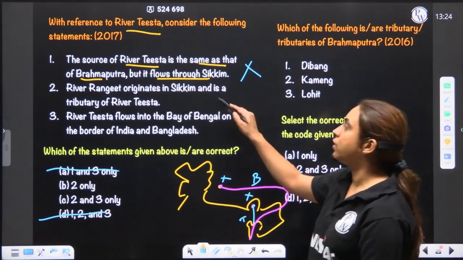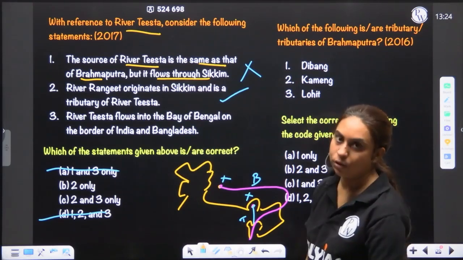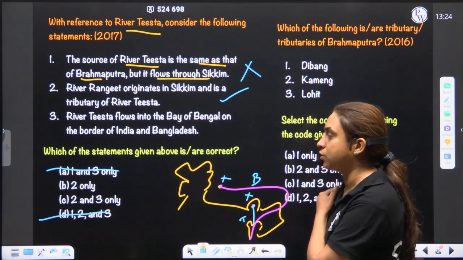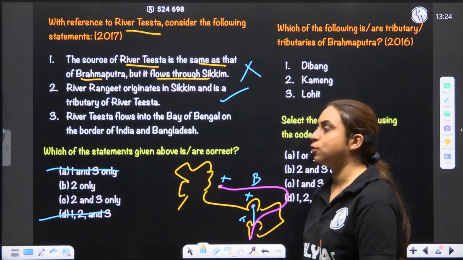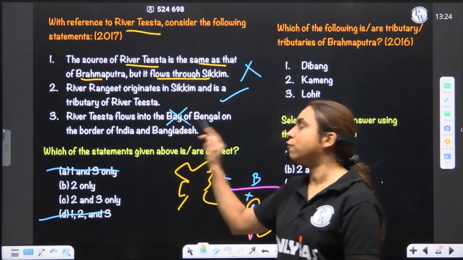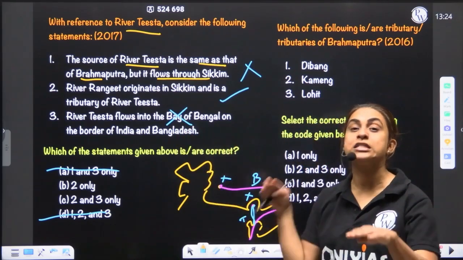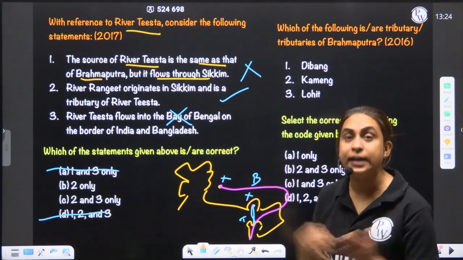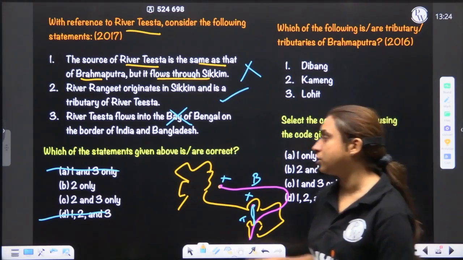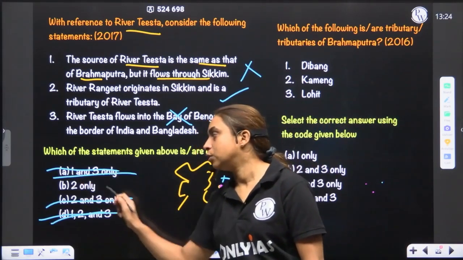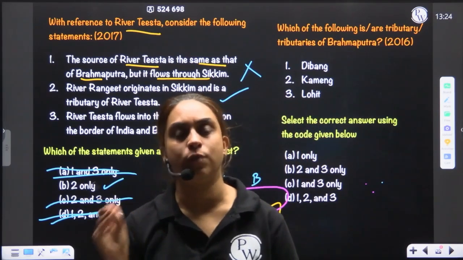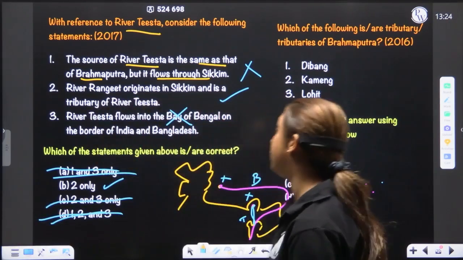Looking at the next one, the river Rangit in Sikkim is a tributary of river Teesta. We've already seen this, yes. Teesta flows into the Bay of Bengal on the border of India and Bangladesh. Even if you did not know the first one, suppose you only know that Teesta is a tributary of Brahmaputra. Can Teesta flow into the Bay of Bengal? It will not. It is meeting Brahmaputra, ending in Brahmaputra. If you eliminate 3, you have the answer in front of you, 2 only. Just knowing that Teesta is a tributary of Brahmaputra, you can answer this question, even if you don't know the details.